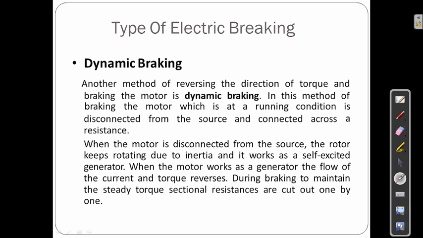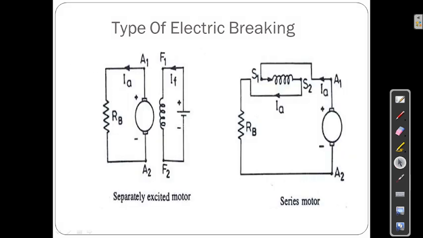During that braking, to maintain a steady torque, the sectional resistances are cut out one by one. For that braking, we have to maintain the steady state torque, and to maintain it, the sectional resistances are cut out one by one. This is the dynamic braking diagram.